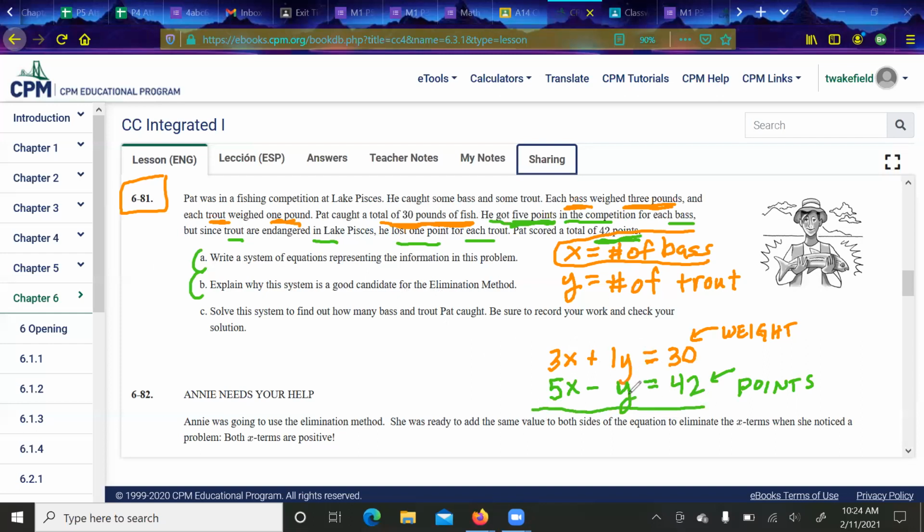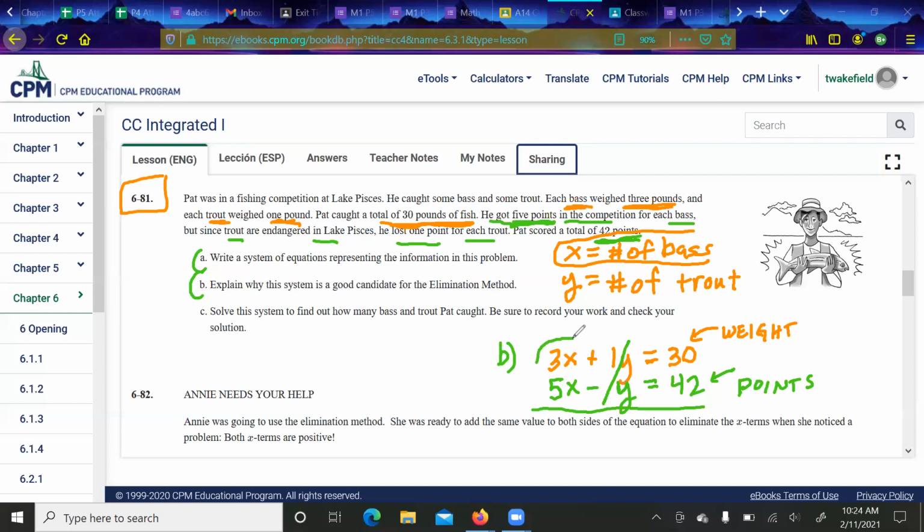Why is this a good problem to use elimination? Because there's a -1y and a +1y. Okay, very good, because one's +1, this is -1, right? So when we add them, they're going to eliminate. So this is going to be part B. We're going to add them together, right?